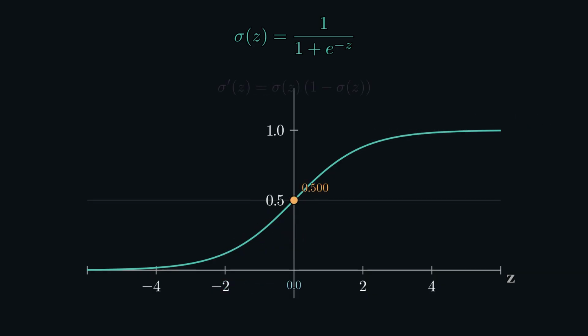And here's the beautiful part. The derivative of the sigmoid is sigma times 1 minus sigma. The function describes its own rate of change. This bell-shaped derivative peaks at z equals 0 and vanishes at the extremes, meaning the sigmoid is most sensitive right at the decision boundary. So we can interpret the sigmoid output directly as a probability, the probability of yes.